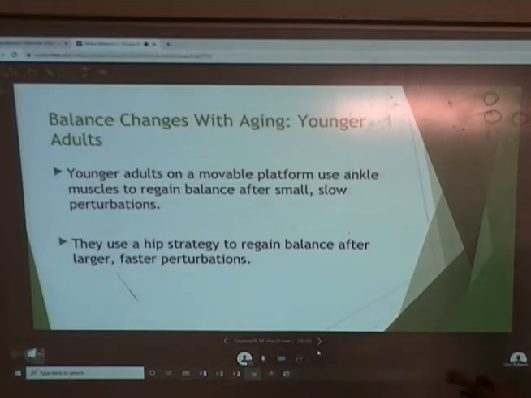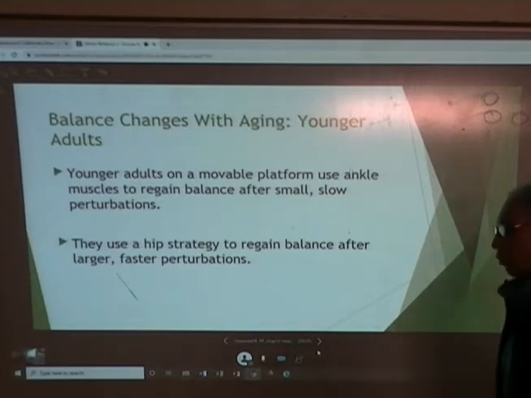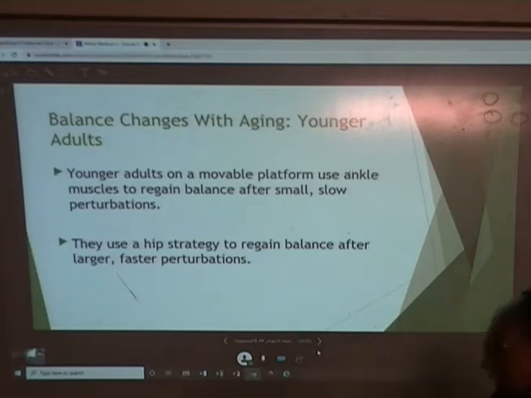If it's a slow perturbation. If, however, I surprise them and I suddenly do a great big fast hard perturbation, then what we see is that younger adults will use their hips, right? So they use their ankles for small ones, and then they'll use their hips to keep them on balance if the perturbation is bigger.